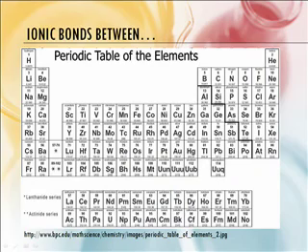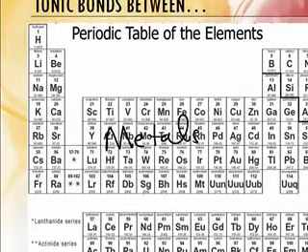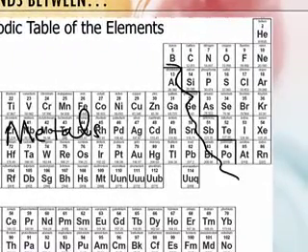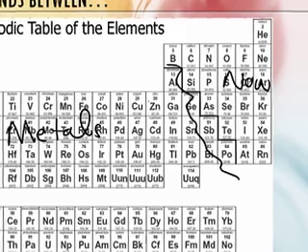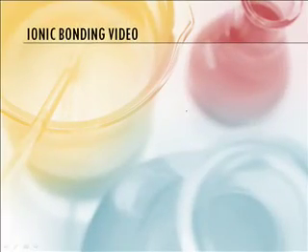Okay, so ionic bonds are bonds between a metal and a nonmetal. Remember, we learned earlier that metals are on this side of the stair step, and these are the nonmetals. So bonds between metals and nonmetals. Let's watch a short little video about ionic bonding.